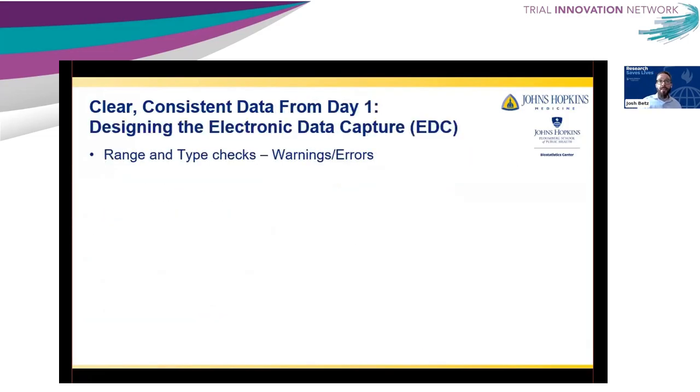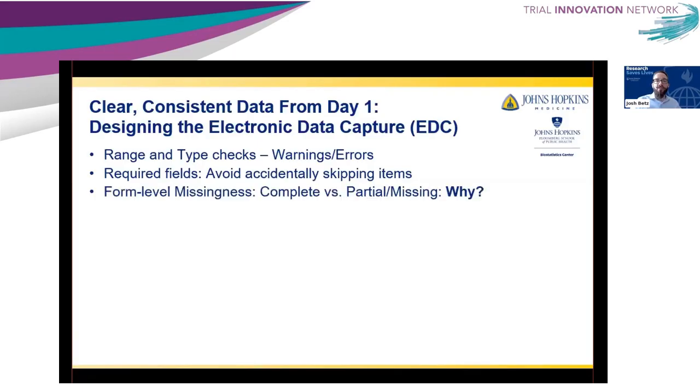The EDC is also key to clear and consistent data collection from the very start of the study. For example, there's range checks and type checks to make sure that only the appropriate data is being entered where it should be. And these can trigger warnings that warn people that the data aren't consistent with what should be entered, or actually prevent people from proceeding until that error has been corrected. We can also mark fields as required so that this can avoid accidentally skipping items or pages that you would have in a paper case report form.